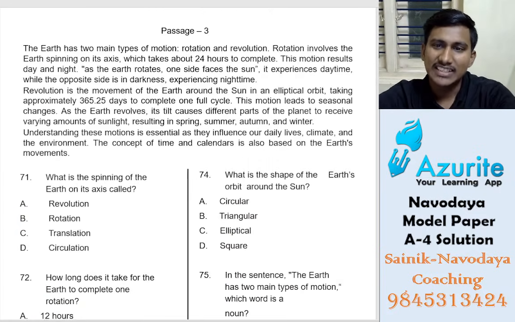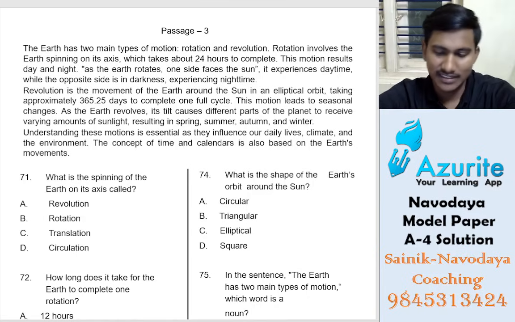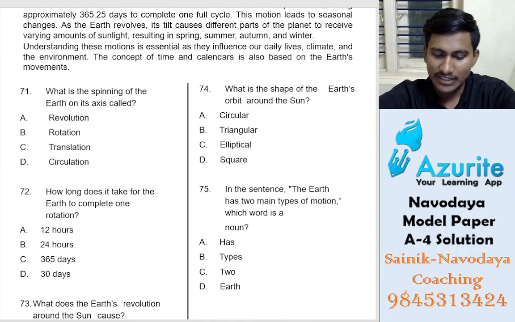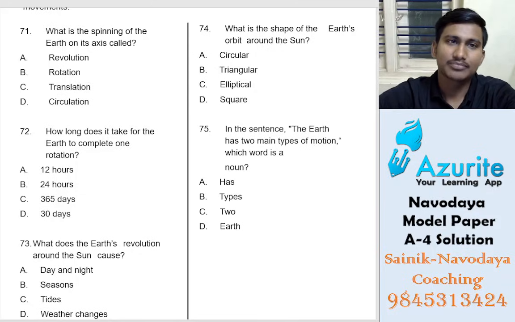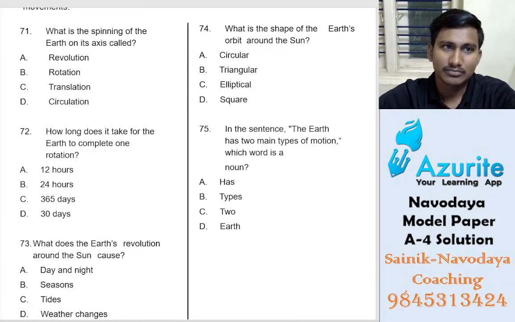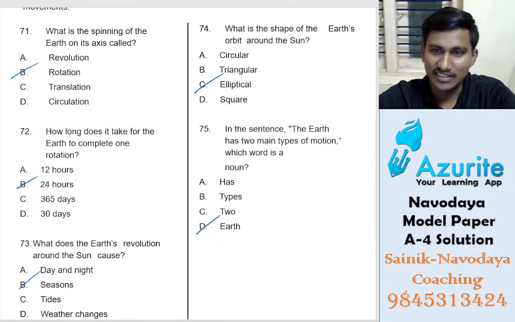So passage 3 here. Okay. So passage 3 answers are what? That is B, B, B, C, D, right? B, B, B, C, D. What are the answers? B, B, C, B and C and D. These are the answers, right?